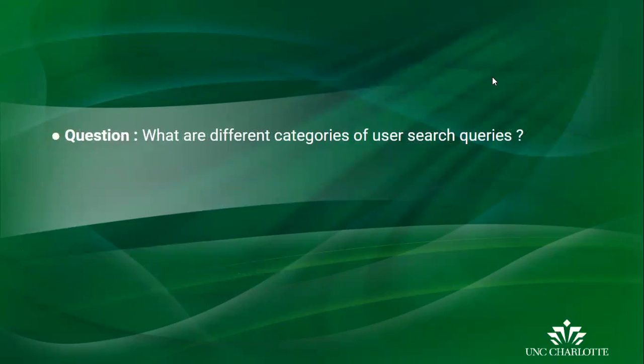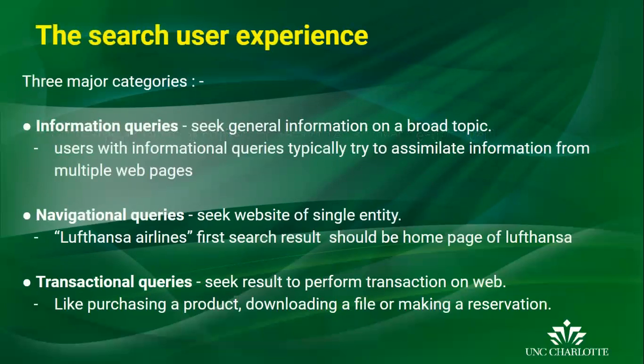Now let's say we have a search engine. How does the user query, and how should it provide results to the end user? For that, here comes my question: what are the different categories of user search queries? I will answer this question in the next slide.